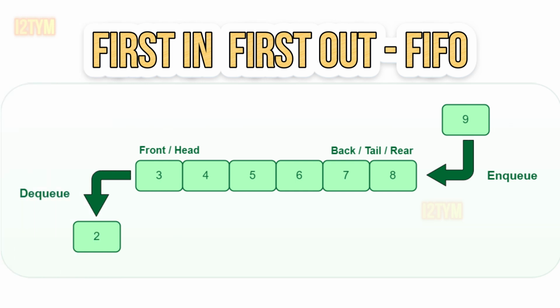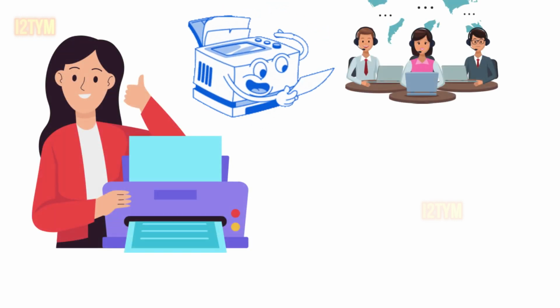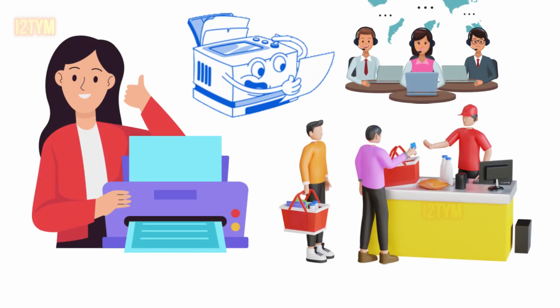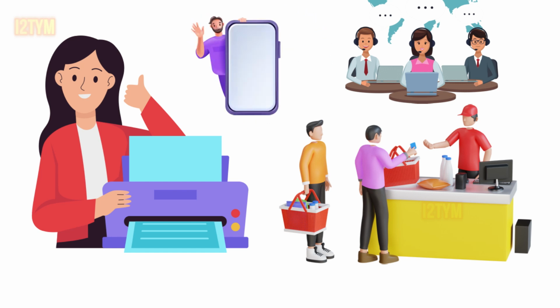Queues show up in tons of real-world systems. Print jobs are handled in the order you send them. Customer service calls are answered in the order received. And background tasks on your phone run using queues too. It's all about order and fairness.